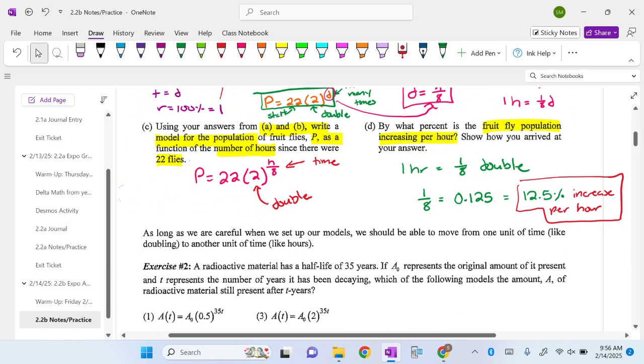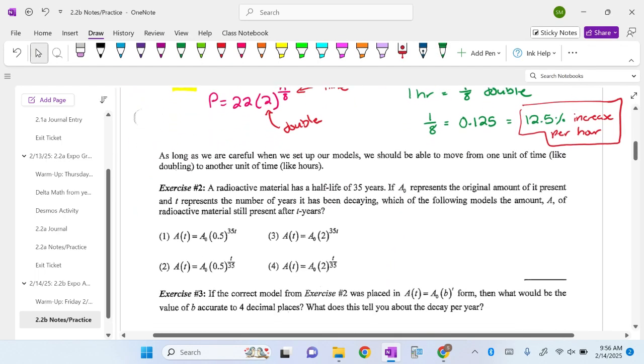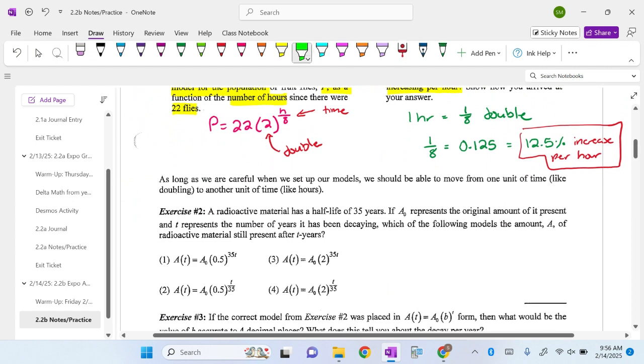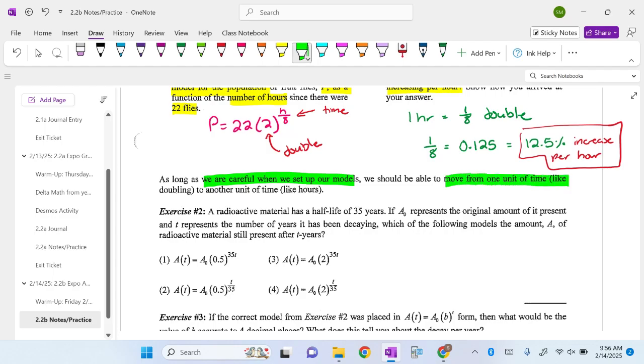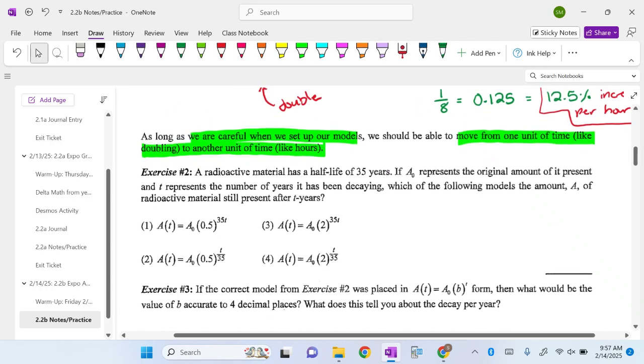So as long as we are careful when we set up our models, we should be able to move from one unit of time, like doubling, to another unit of time, like hours. So it kind of takes a little bit more out-of-the-box thinking. Now let's try another one.